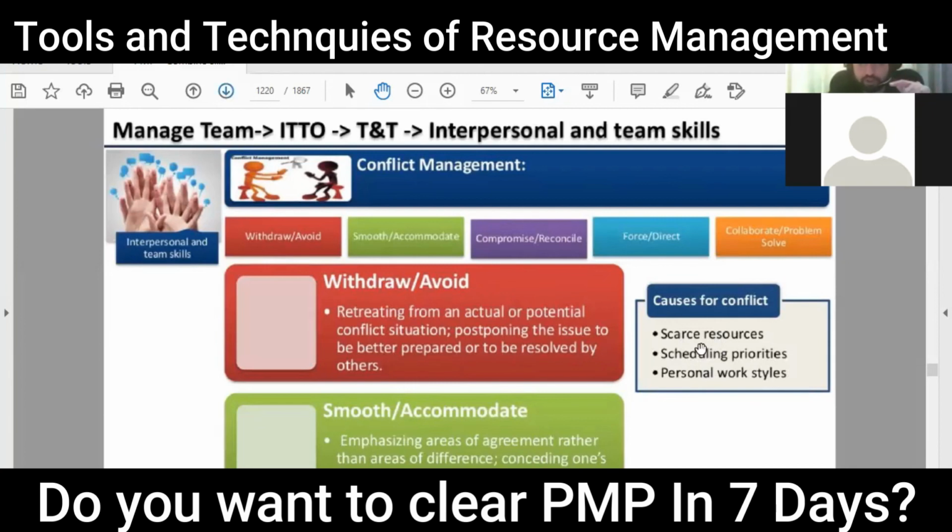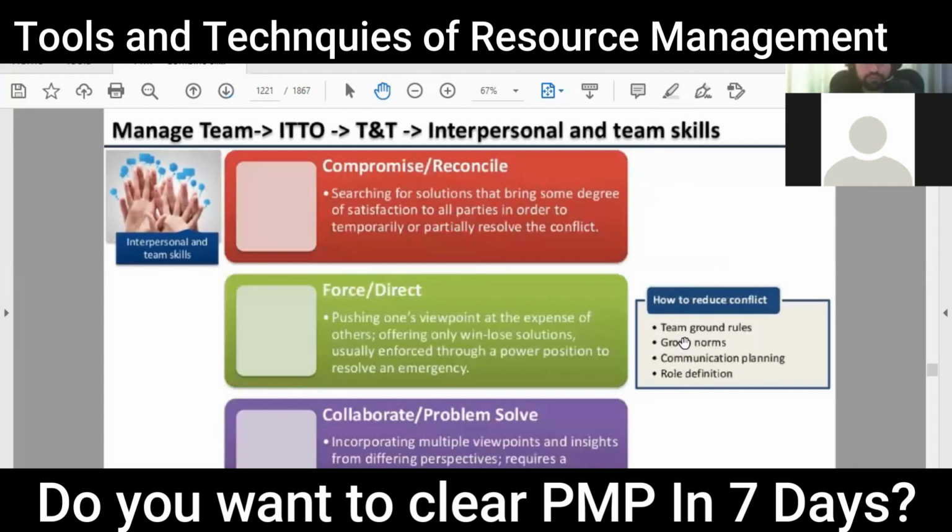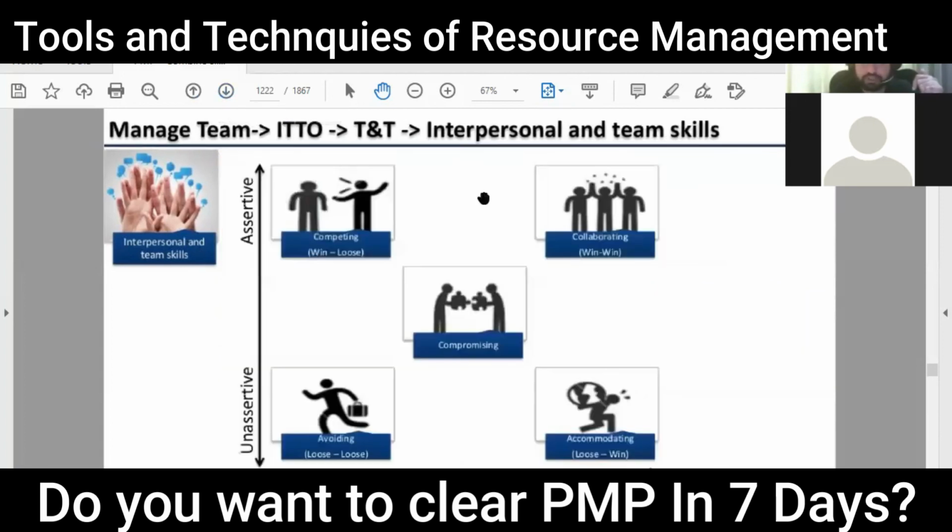How to solve this conflict is by having ground rules, developing norms, having better communication, and defining the roles along the way. In this way, you can solve these issues. So this is the matrix we were discussing. Collaborating and problem solving is the best solution, and competing or forcing is win-lose. Accommodating is lose-win. Compromise is in between, and avoiding is a lose-lose situation.